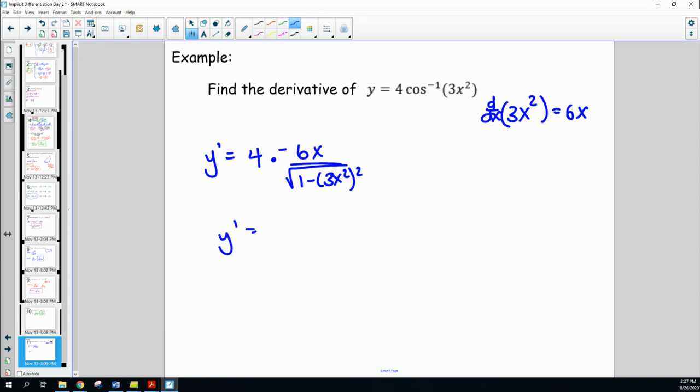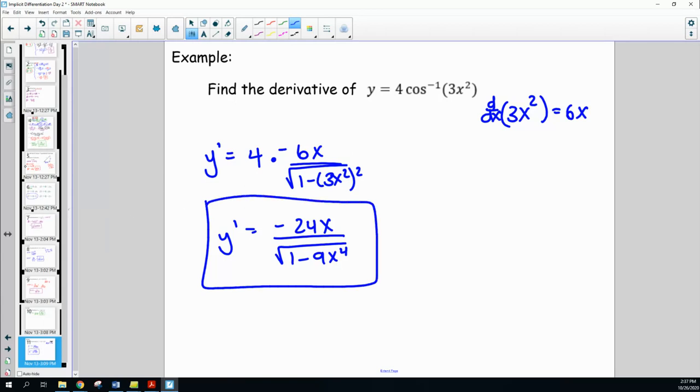So again, I like to clean things up a little bit. So this is going to give me -24x on the top. And then on the bottom, I'm going to square the 3x squared. So I get 1 minus 9x to the 4th. There's our derivative.